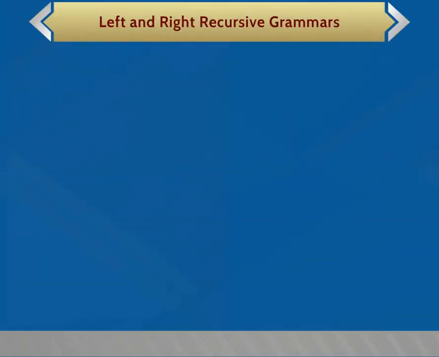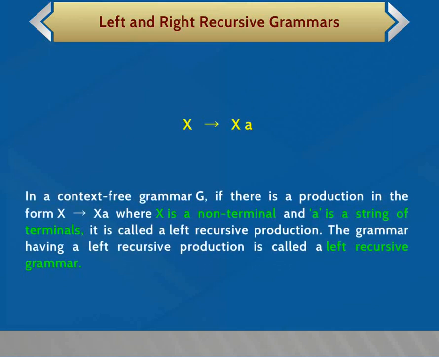Left and right recursive grammars. In a context-free grammar G, if there is a production in the form X provides Xa, where X is a non-terminal and a is a string of terminals, it is called a left recursive production. The grammar having a left recursive production is called a left recursive grammar.